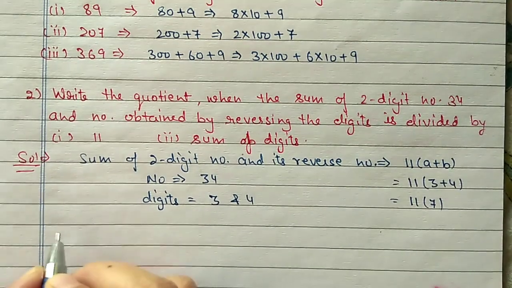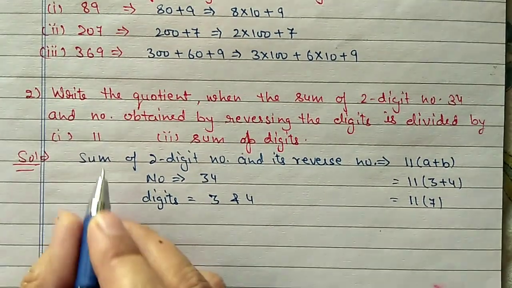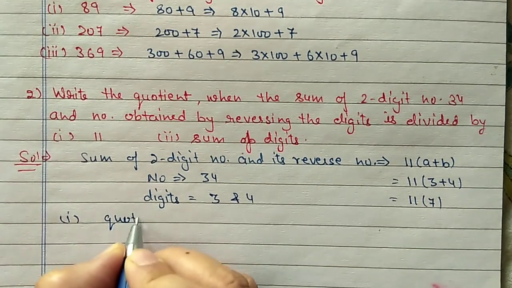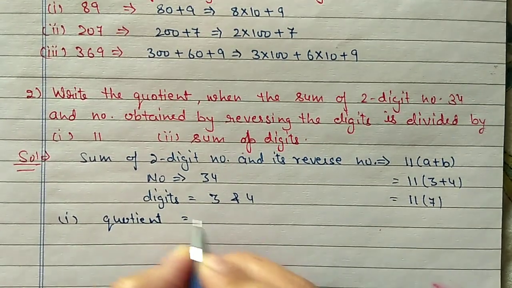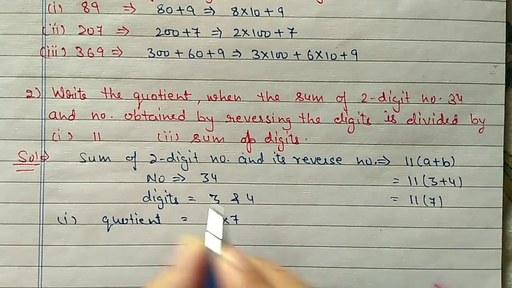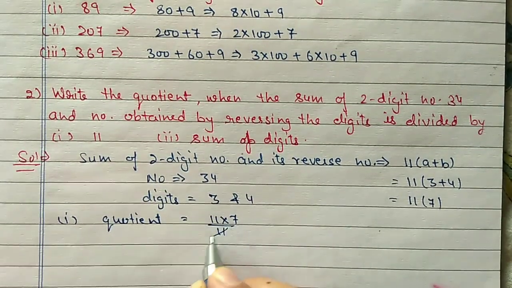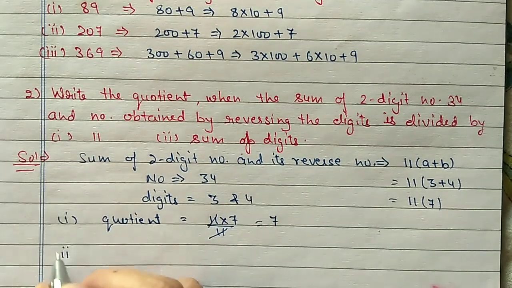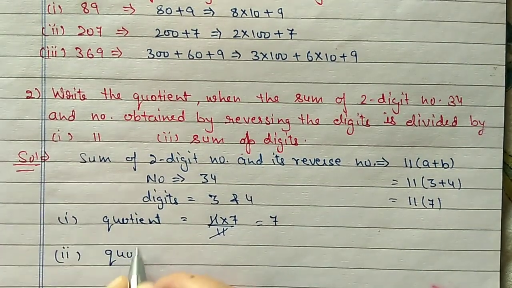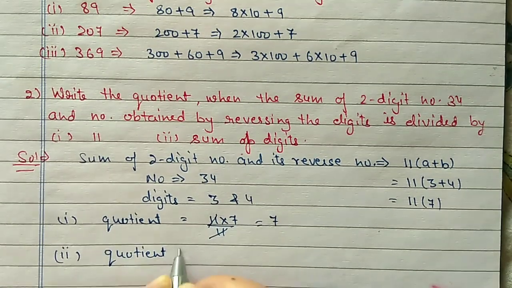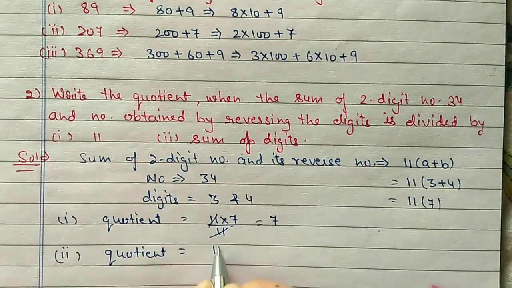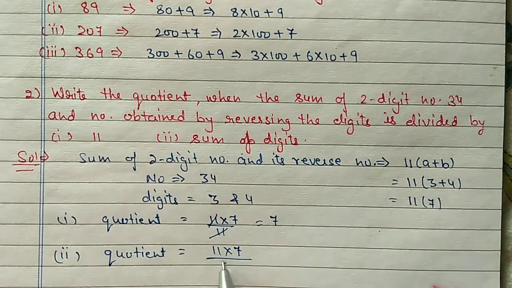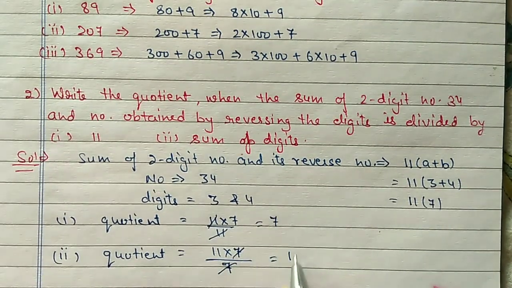So the first condition is when we have to divide it by 11. In this case the quotient will be 11 into 7, and if we divide it by 11 then the answer will be 7, the sum of digits. Second, if we divide it by the sum of digits, so 11 into 7 divided by the sum of digits, which is 3 plus 4, 7, in that case the answer will be 11.